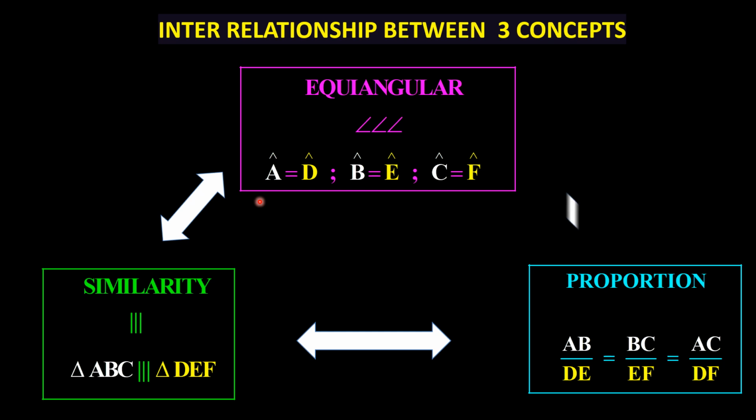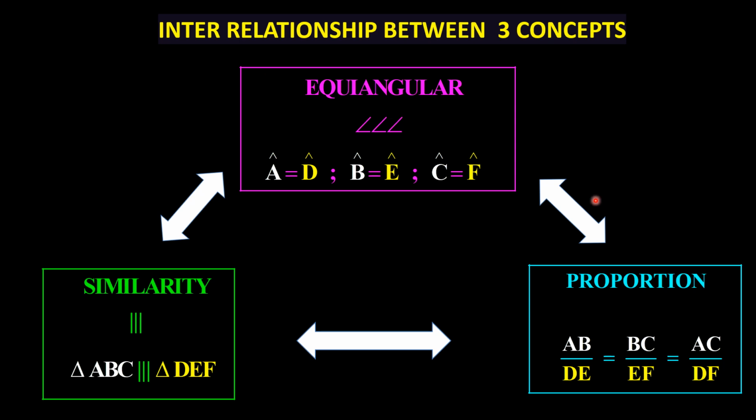And if they are equiangular, we just proved as well that their sides are in proportion, right? So if they're equiangular, they're similar. If they're similar, they are in proportion. And if they are in proportion, we just looked at the converse, then they must be equiangular. So always keep these three things in mind: equiangular, similarity, and proportion. They always go together, right?